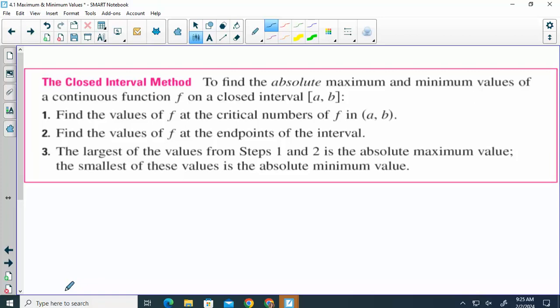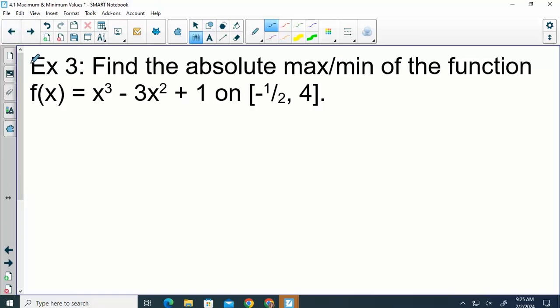We can't tell locals just by looking at that, so we're going to have a little more to do for the locals, and we'll do that later. But let's see if we can do an example and find the absolute max and min. All right, first of all, for this theory to work, we have to have a closed interval, and it has to be a continuous function. Otherwise, we can't use that. This is a polynomial, so it's continuous. We have a closed interval, so we're good. So we need to find our critical points. So that's when we do our derivative.